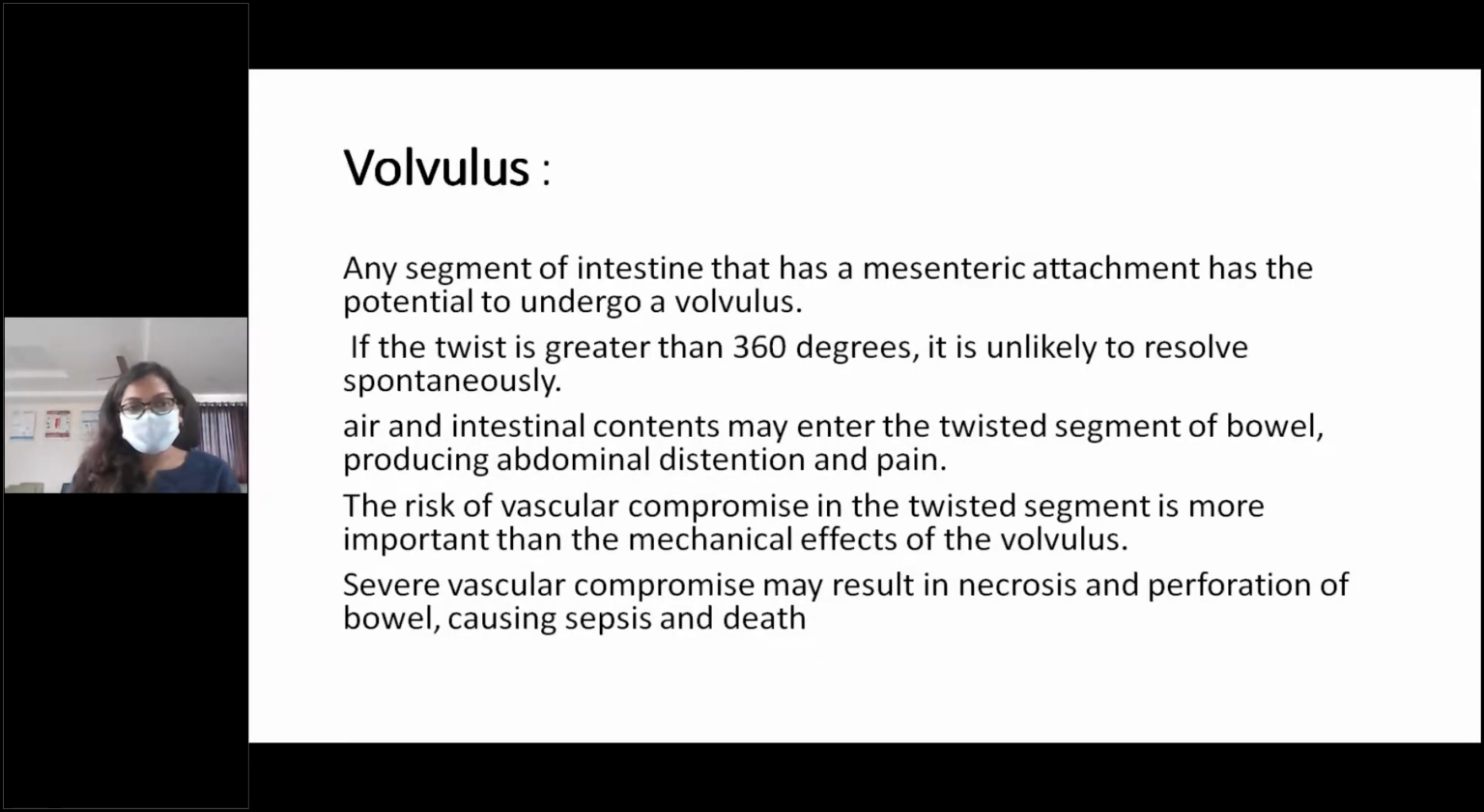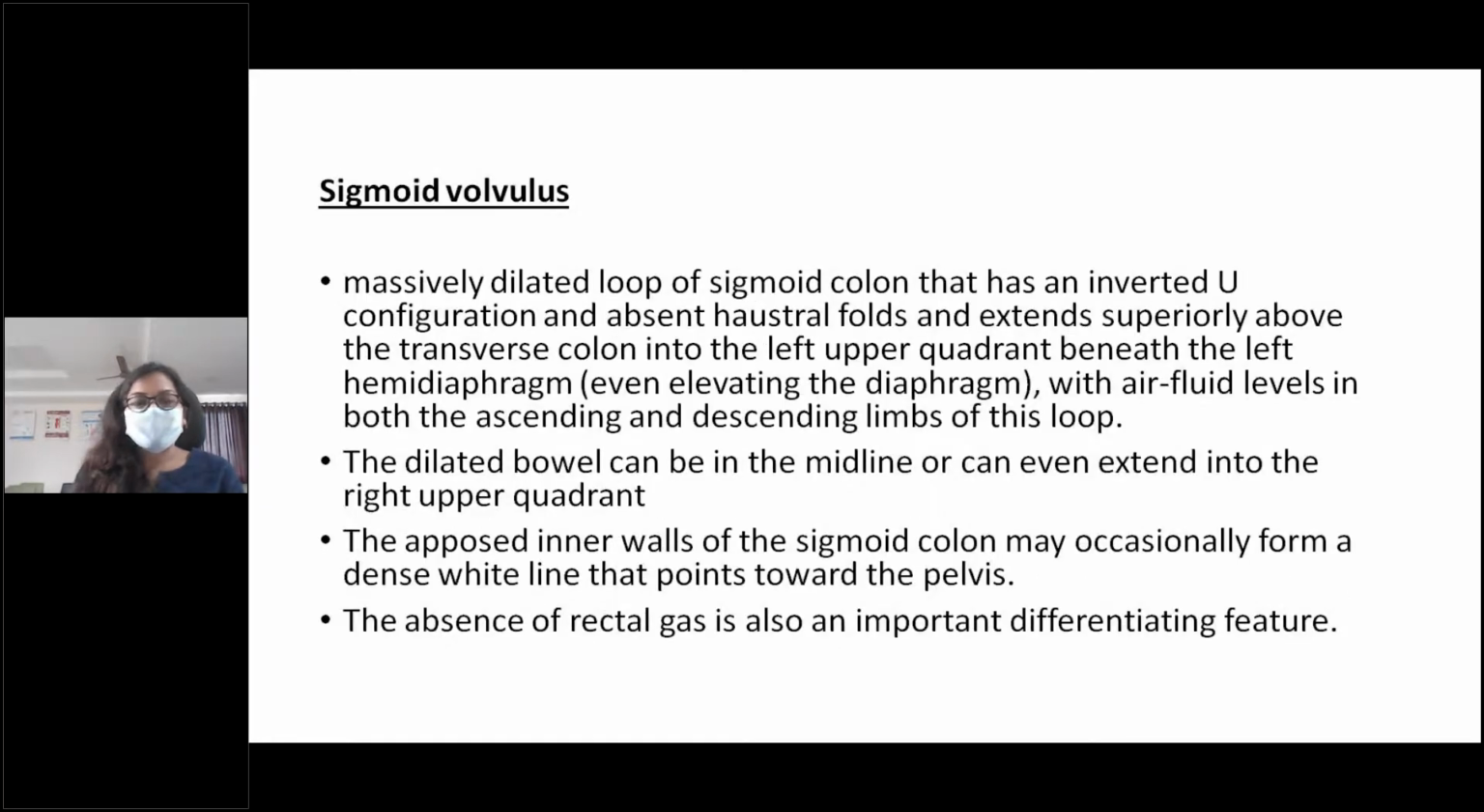Coming to the volvulus, any segment of intestine that has mesenteric attachment has the potential to undergo a volvulus. If the twist is greater than 360 degrees, it is unlikely to resolve spontaneously. Air and intestinal contents may enter the twisted segment of the bowel, producing abdominal distension and pain. The risk of vascular compromise in the twisted segment is more important than the mechanical effects of the volvulus. Severe vascular compromise may result in necrosis and perforation of bowel, causing sepsis and death.